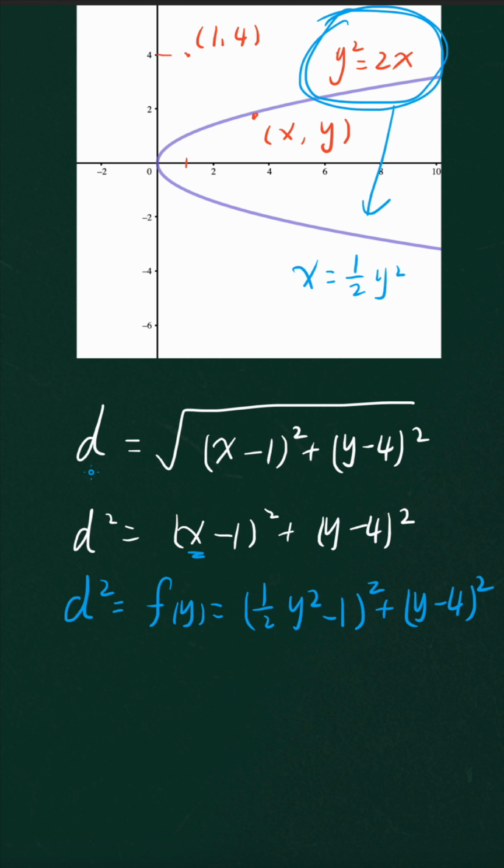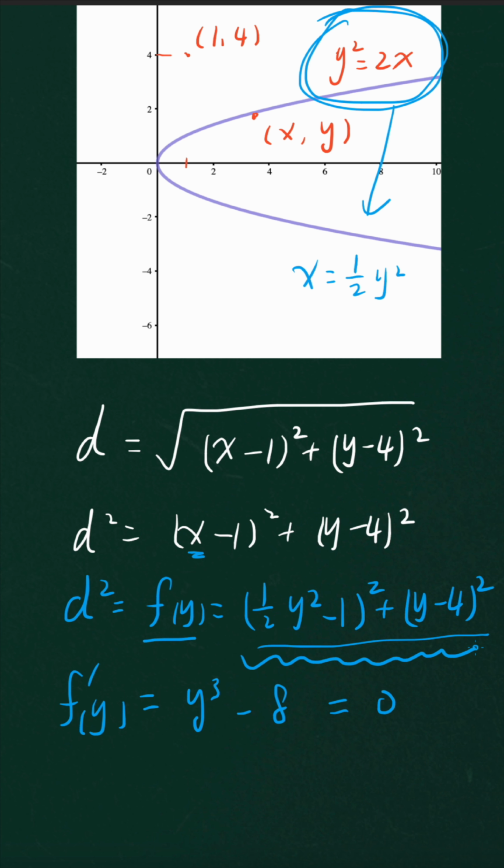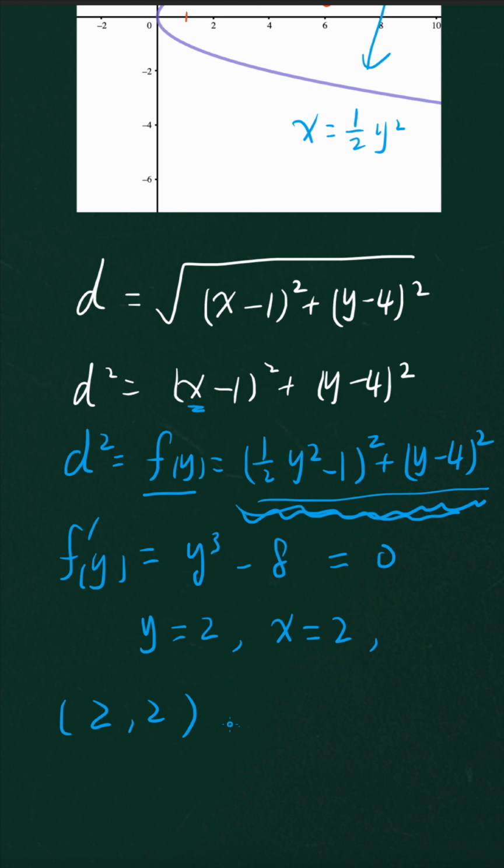When d is at a minimum value, then d squared is at a minimum value, right? So when the derivative of d squared is 0, then d gets the minimum, or a maximum value in some other case. The derivative f prime of y, if you do the calculation for the right side, is actually y cubed minus 8. If the derivative of this thing is equal to 0, then the original function gets the maximum or minimum value. That gives you y is equal to 2, and x is also equal to 2, where you get the maximum or minimum value. So the distance between the point (2, 2) and (1, 4) in the graph has got to be the maximum distance or the minimum distance.